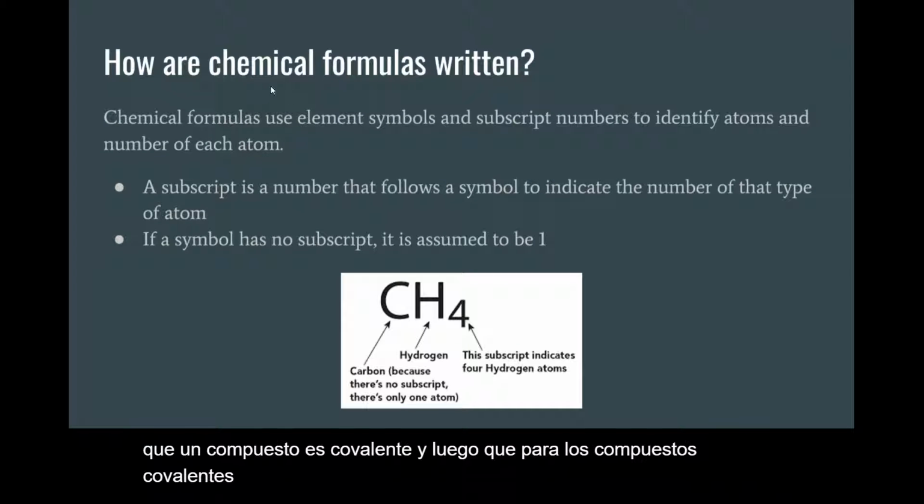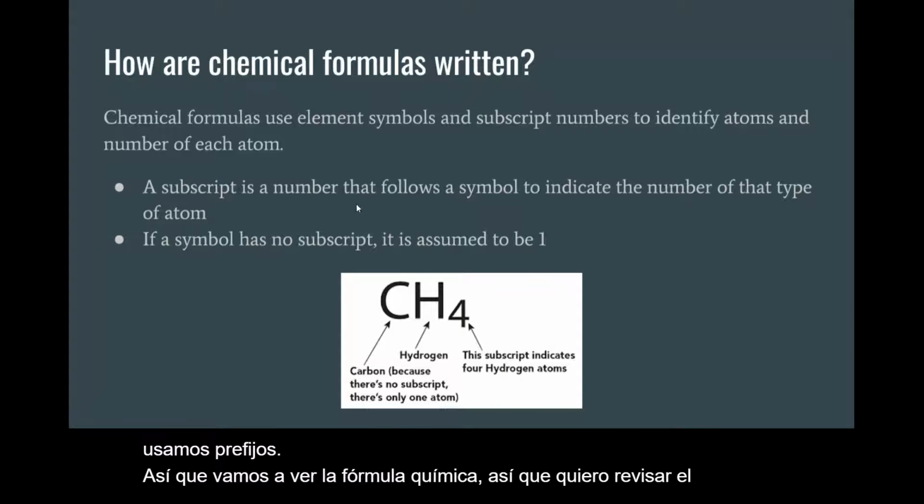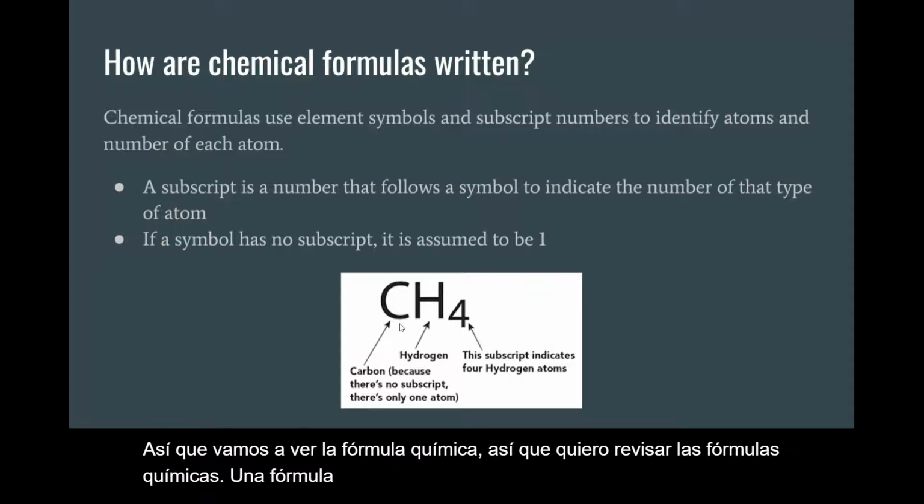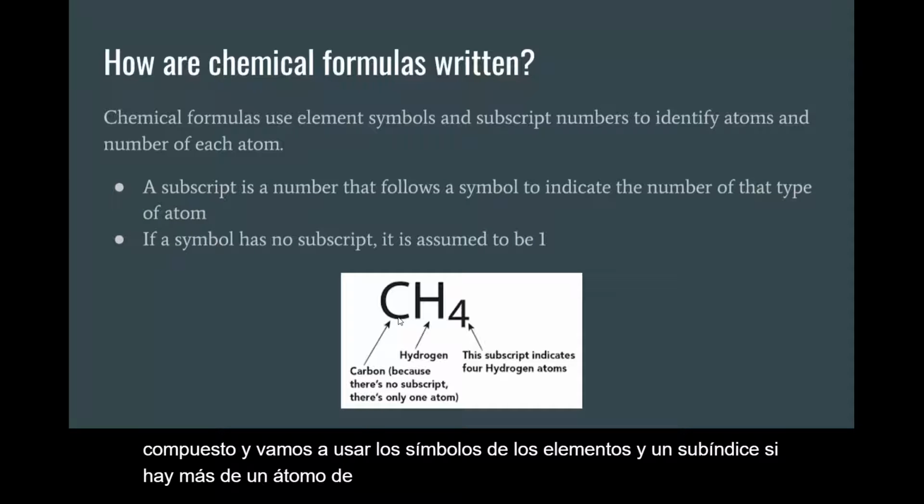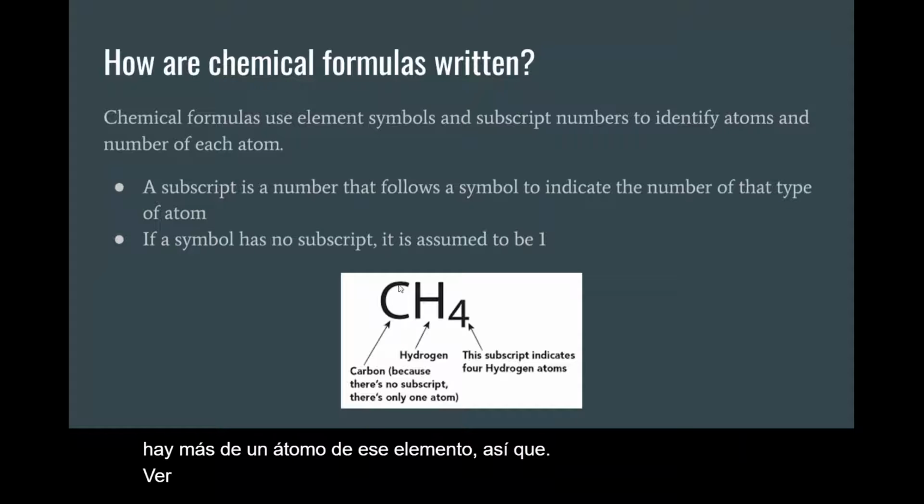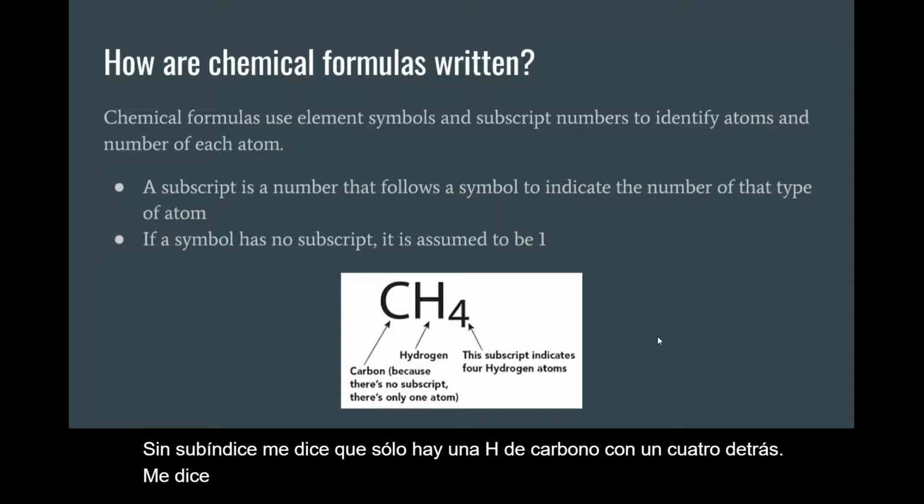So we're going to see chemical formulas, so I want to review chemical formulas. A chemical formula tells me the elements that are in a compound. And we're going to use the element symbols and a subscript if there's more than one atom of that element. So C with no subscript tells me there's only one carbon. H with a 4 behind it tells me there's 4 hydrogen atoms.